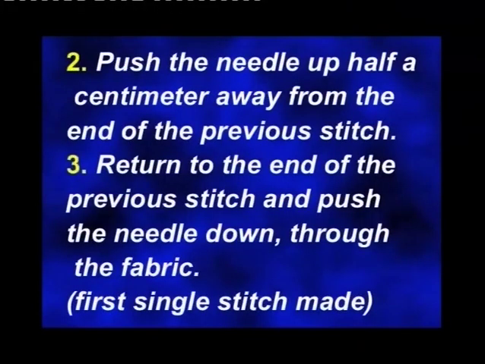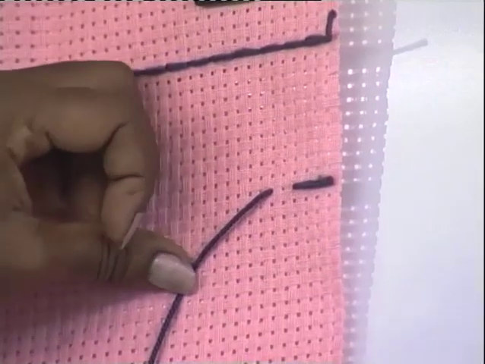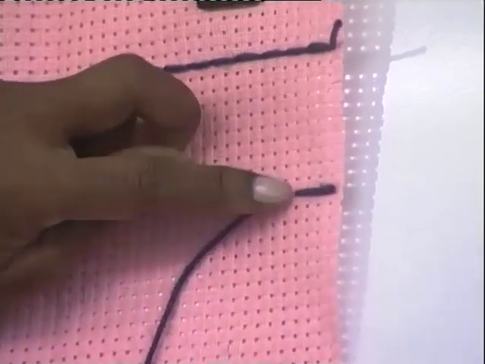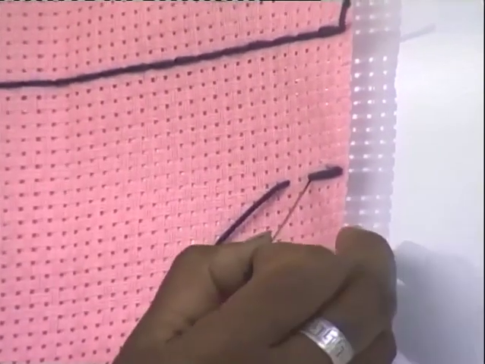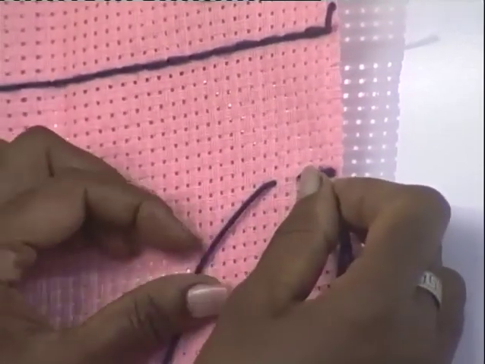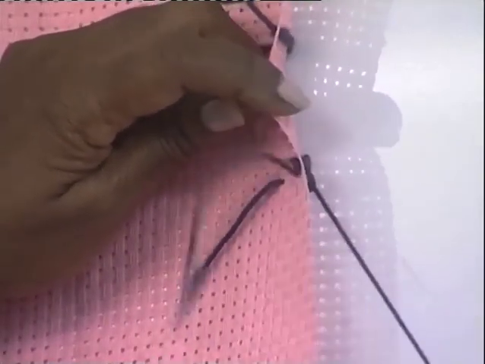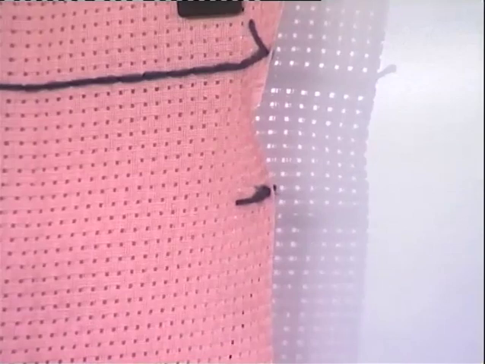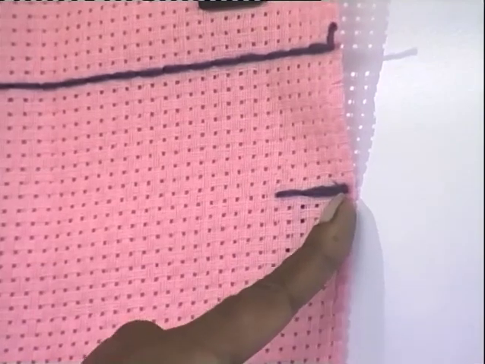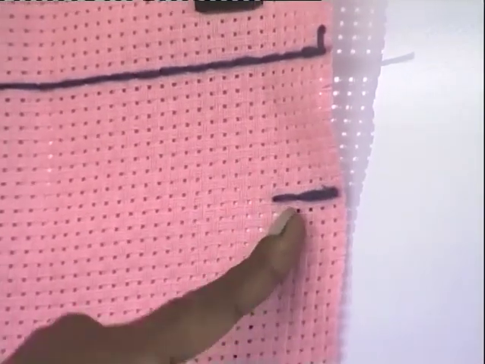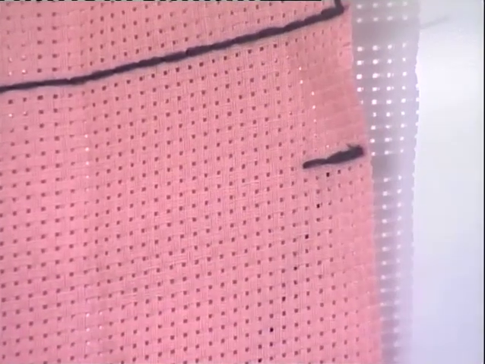Return to the end of the previous stitch and push the needle down through the fabric. Okay, return to the end of the stitch, this stitch here. End of the double stitch. We push the needle down, and when we pull the needle through, we have made the first single stitch. That is the double stitch, and that's the first single stitch made.